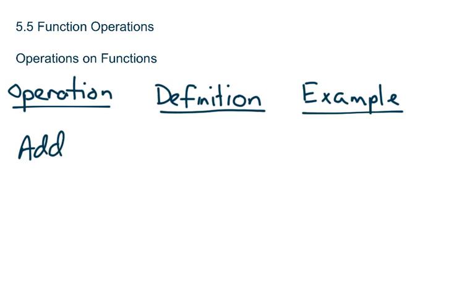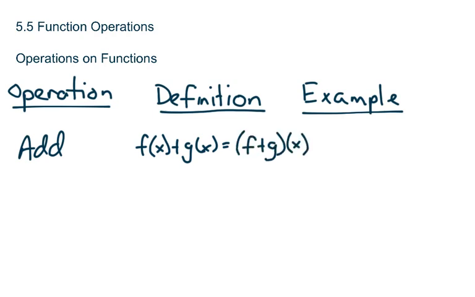So the definition of adding two functions together would just be f of x plus g of x, and then the notation for that is going to be f plus g of x. Okay, so I'll use a lot of space here for my columns. So for adding two functions, f of x plus g of x, how you write it in function notation, f plus g, that is in parentheses, and then an x in parentheses after that.